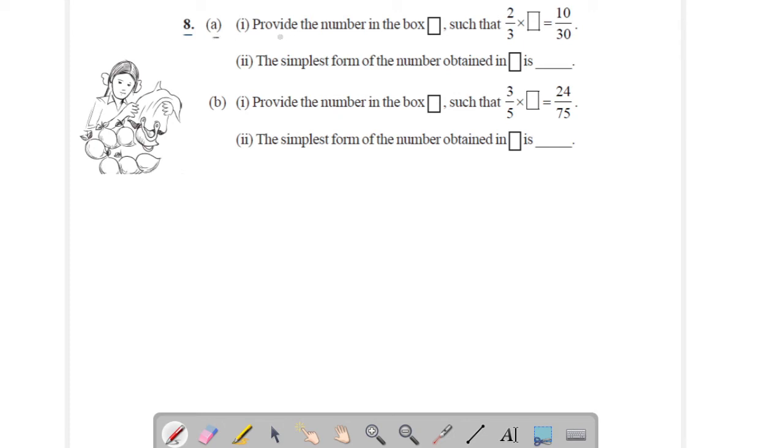Here see A part. A first part: provide the number in the box such that 2/3 into box equal to 10/30. See the solution. A first part. It is 2/3 into the box. What will come? It will come 5/10, equal to 10/30.